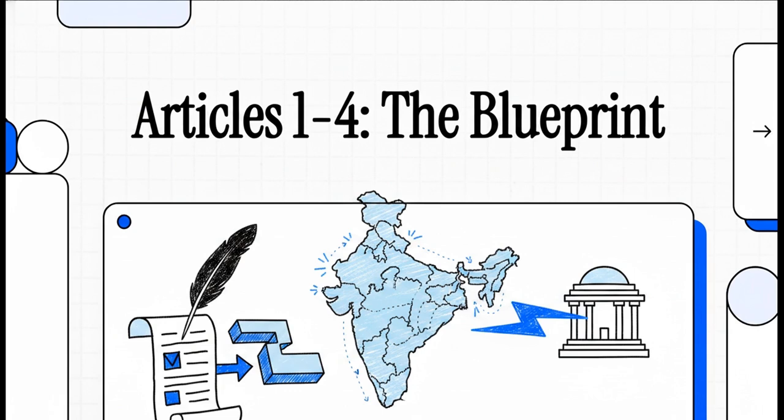Well, the answers to these massive questions actually lie right at the very beginning, in the first 4 articles of the Constitution. So let's dive into this explainer and decode the very foundation of the Indian state. If you can master Articles 1 through 4, you are quite literally mastering the absolute bedrock of Indian polity.